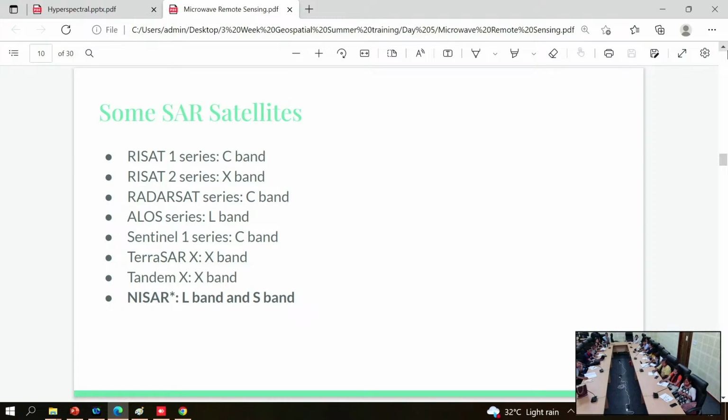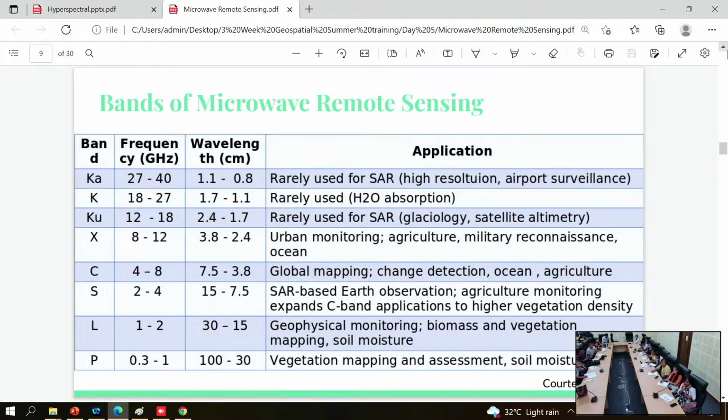Indian satellites are the first two series, RISat, they are referred to. So, they are in C band and X band. Where does C band and X band come here? In this range. Okay. 3.8 to 7.5 is C band and X band is 2.4 to 3.8.